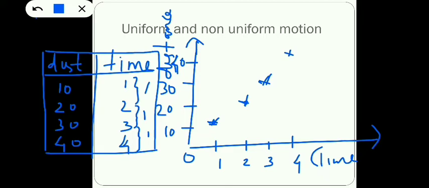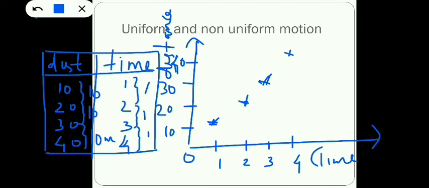Now check the distance travel. Here for the first time interval, what is the distance travel? 10 to 20 meter. So what is the distance travel? 10 meter distance. Now for this next time interval, it has covered 20 to 30 meter. That means again it is 10 meter. And for the next time interval, it is 30 to 40. That is again 10 meter. So for every 1 second, the object has covered 10 meter distance. So here distance traveled is equal and the time interval is also equal. So this data in the table represents a uniform motion.